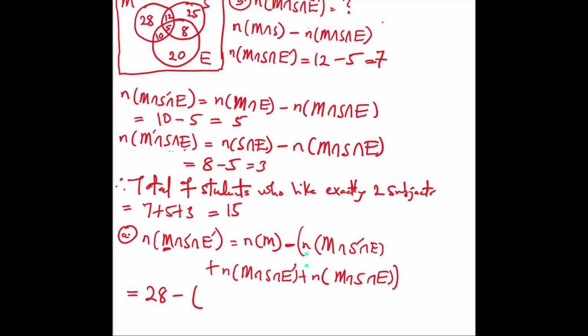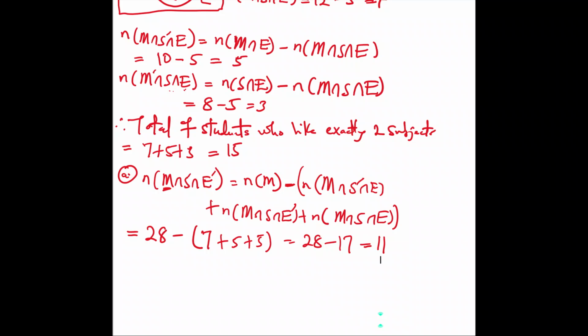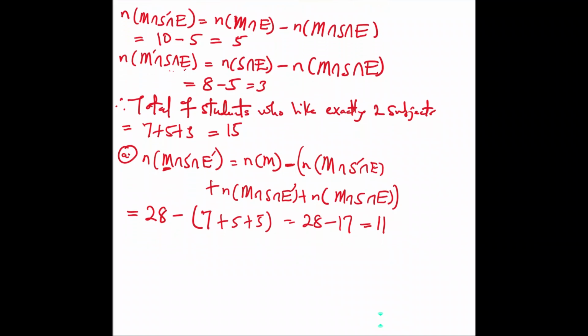Okay, so the number of students who like math is 28. Okay, and the number of students that like only maths and English is 7. Okay, the number of students who like only maths and science is 5, and the number of students who like all three is also 5. So that will be 28 minus 7, 5 plus 5 is 10, plus 7 is 17. So 28 minus 17, that's 11. Okay, so that's it for number of students who like only maths.